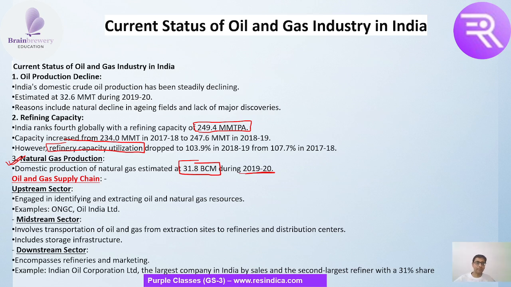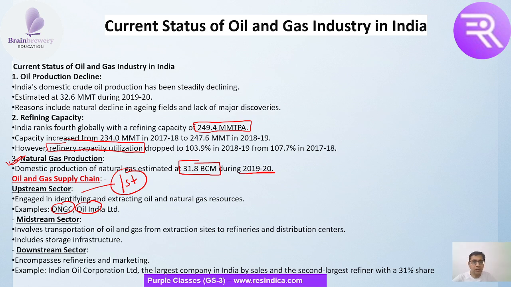Upstream is the first stage of any industry. In upstream, we are focusing first of all on identifying whether some resources are there. Once we are able to identify them, we want to extract whatever is there, the oil, the natural gas, whatever it is. The upstream companies are ONGC, Oil India, and GAIL. All these are engaged in the upstream sector, identifying and extracting the oil.